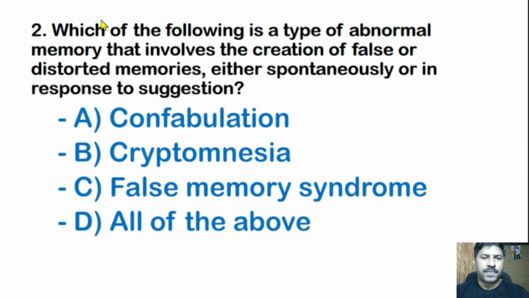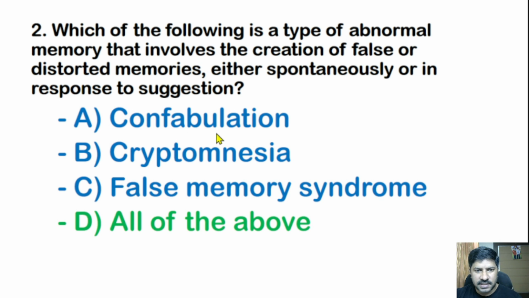Then the second question: which of the following is a type of abnormal memory that involves the creation of false or distorted memories, either spontaneously or in response to suggestion? Options: confabulation, kleptomania, false memory syndrome, all the above. The correct answer is all the above. All are examples of abnormal memory that involves the creation of false or distorted memories, either spontaneously or in response to suggestions.